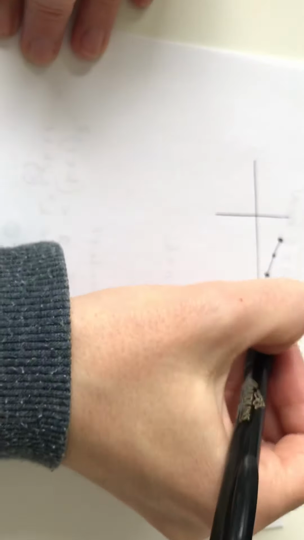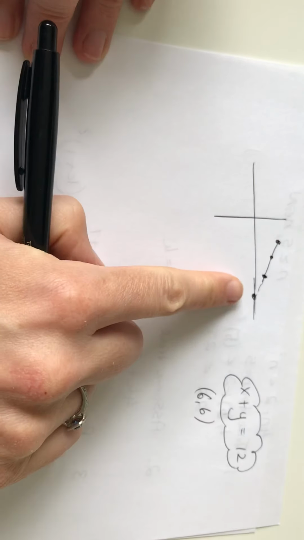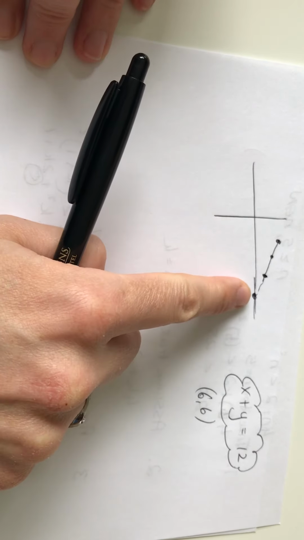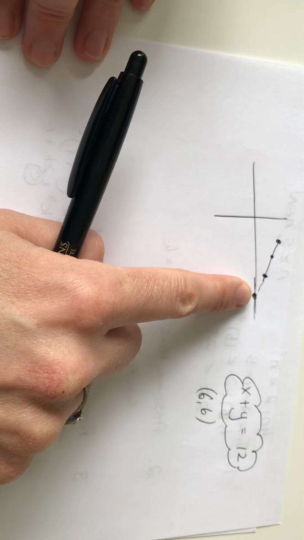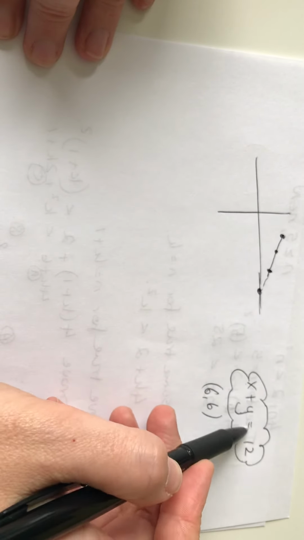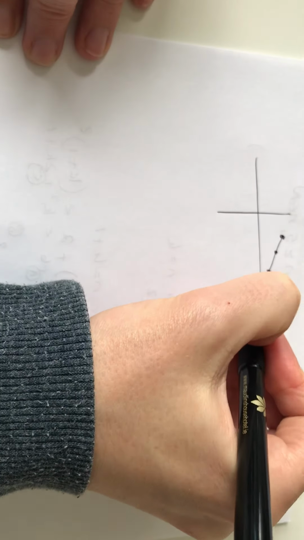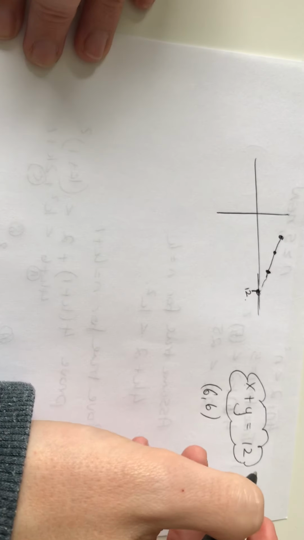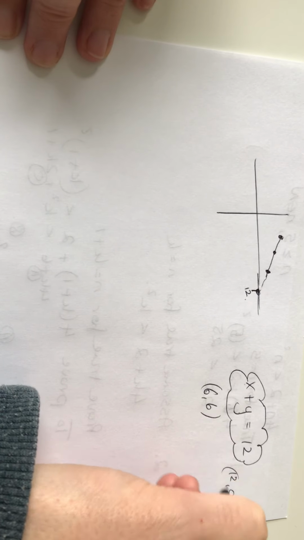The other thing that we might be able to do is see where it cuts the x-axis. What do you know about that point there? Well, we don't know the x-coordinate, but we know the y-coordinate is 0. So if the y is 0, what plus 0 equals 12? 12. So we know that's the 12 on the x-axis. So it cuts the x-axis at 12, 0.